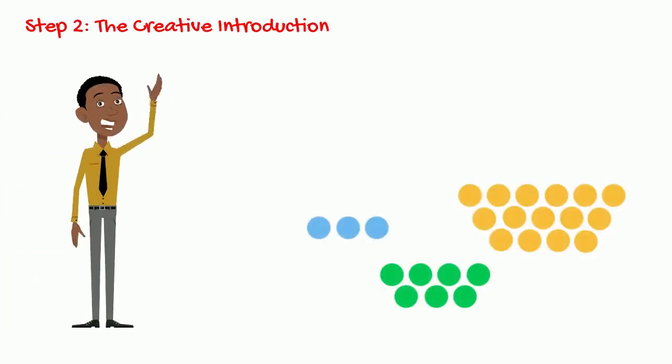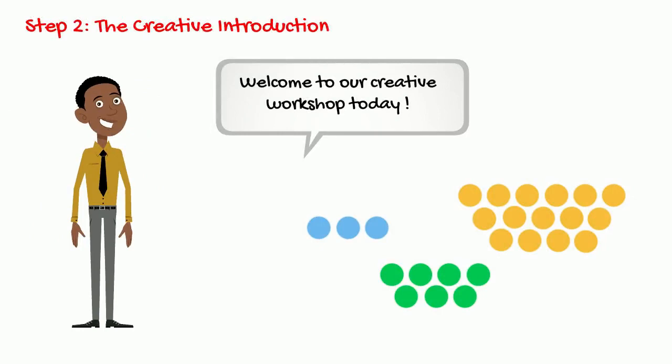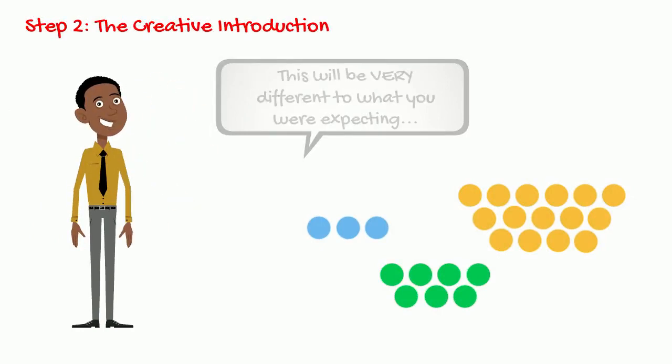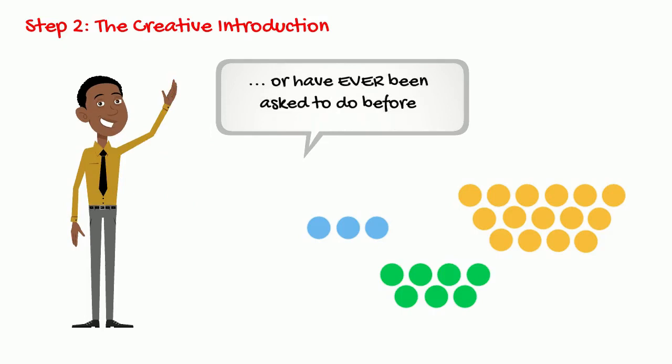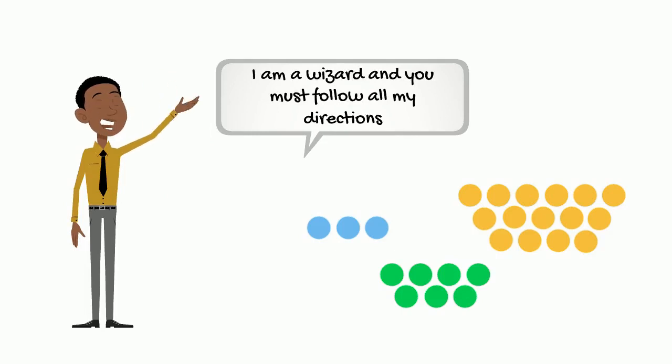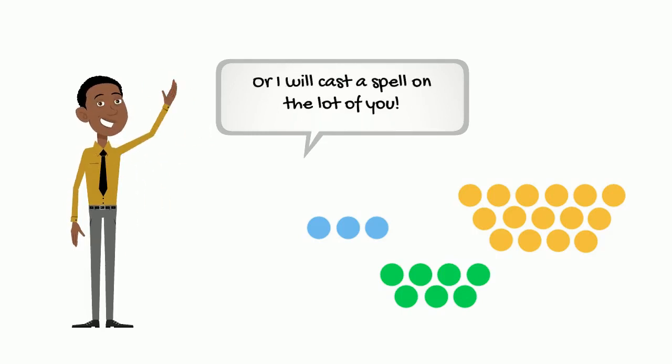Step 2. The creative introduction. When the participants arrive, set the scene for the activity immediately. Acknowledge that this will be very different from what they were expecting or have perhaps ever been asked to do before. Tell the group that you are a wizard and it is essential that everyone follows your directions or you will cast a spell on the lot of them.